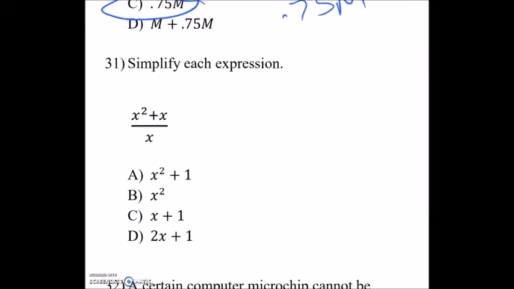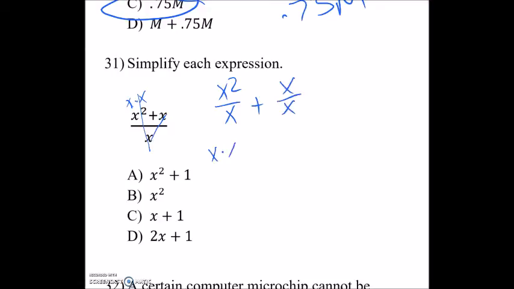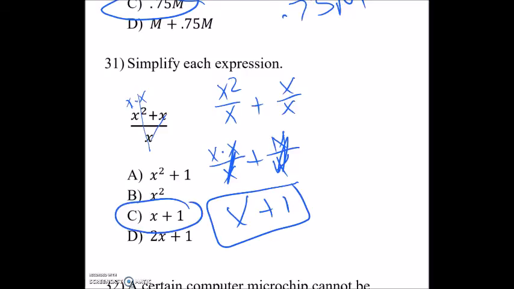Question 31. We're dividing. So when we divide, whatever is common on top and the bottom we can get rid of. So please understand that x squared is x times x. So we could eliminate an x there. We could also eliminate that x. So it's like having x squared over x plus x over x. But once again, x squared is x times x, so we cross out one here and one there. This remains as x plus this should stay as 1. So my answer is C.